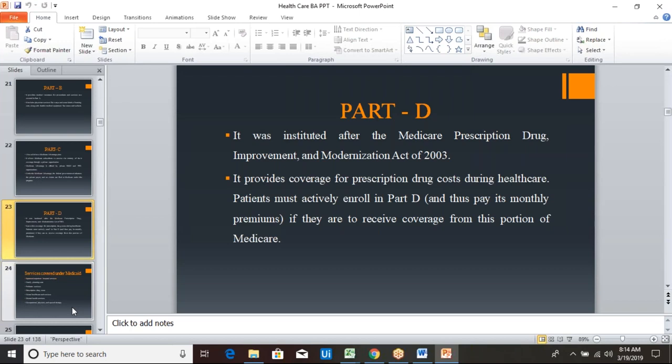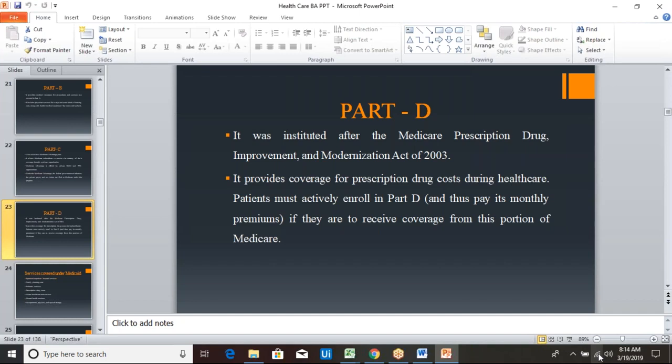As far as the processing of claims or the adjudication process is concerned, the kind of responsibilities you need to render is something different. So there are two different things you need to understand. Clear, Bhavna, Nishant? Yes. Okay, so these are the four different sections: Part A, B, C, as well as D.